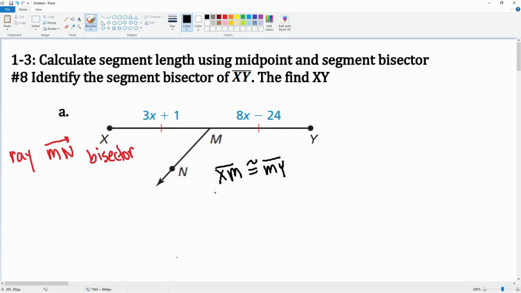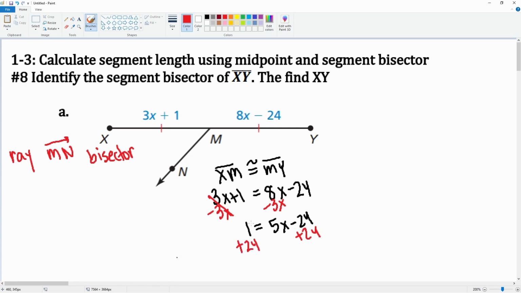Now we could plug in the values. 3x plus 1 is equal to 8x minus 24. Let's solve for x now. So subtract 3x to both sides. Okay, this is going to be crossed out, leaving you with a 1 is equal to 5x minus 24. We now add 24 to both sides, giving you a 25 here. This equals to 5x, knowing that this cancels.